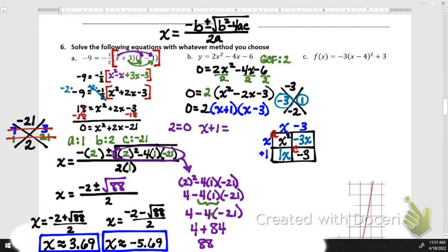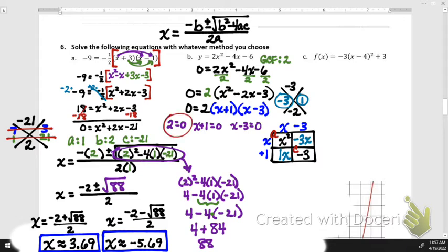So that would be 0. Hold on. Give me just a second. Let me get this out of the way. I'm running out of room here. All right.